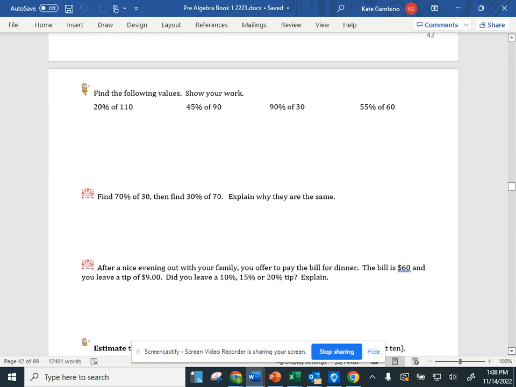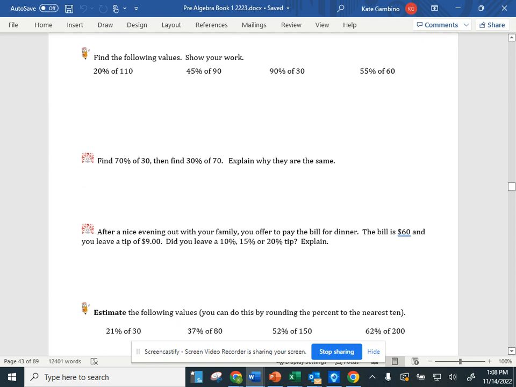The first section says find the following values, show your work. So I want to see which method you are using. Are you using fractions? Are you using percentages? Are you using multiplication? Then we've got some word problems.